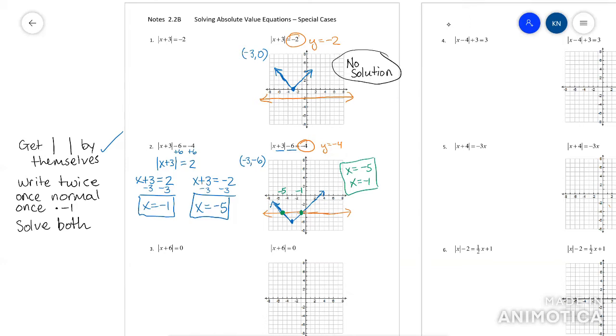And when you do it algebraically, look, if you ever get bars by themselves equals a negative number, it's not possible. It's no solution, because these bars here, the whole purpose of them is to spit out positive numbers all day long. They're never going to spit out a negative number. So if you ever see bars equals negative, you're trying to be tricked. This would be no solution.